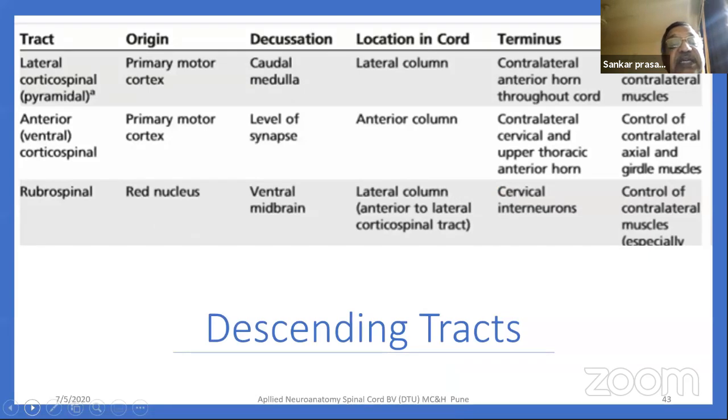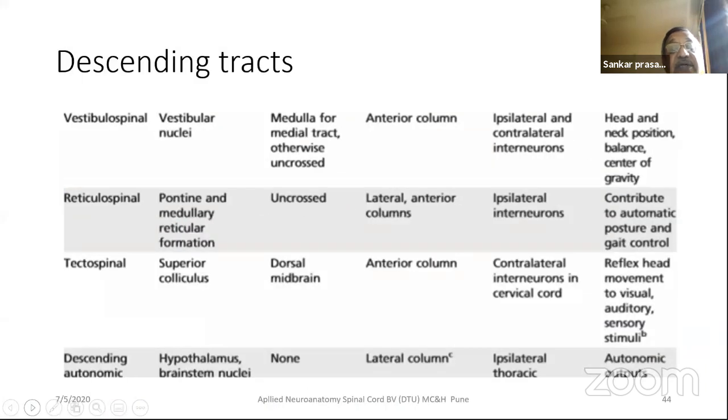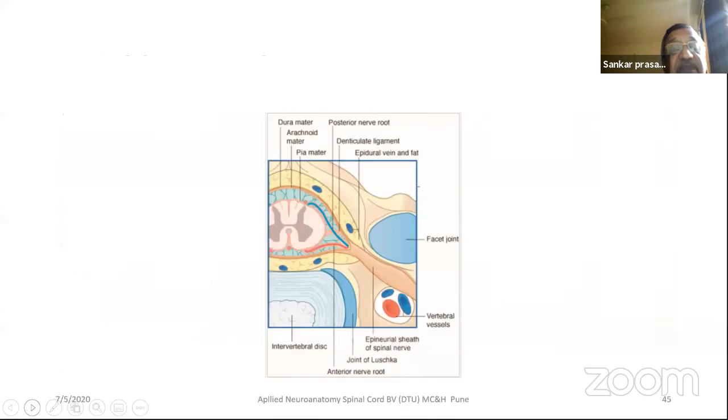So these are the descending tracts: lateral corticospinal, anterior corticospinal, rubrospinal. We have already listed them. The reticulospinal and tectospinal tracts are coming from various parts of the brainstem. So now we come back to this anatomy again.